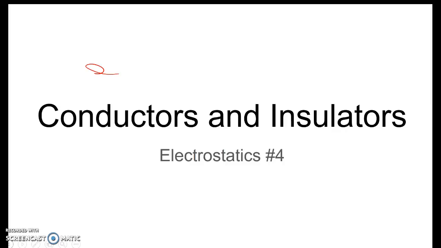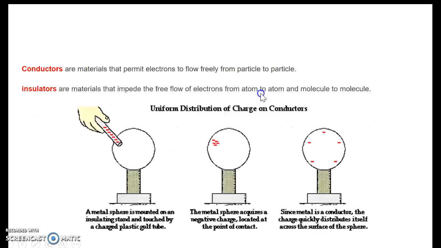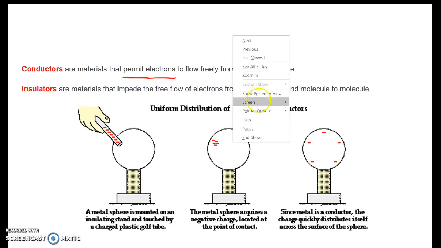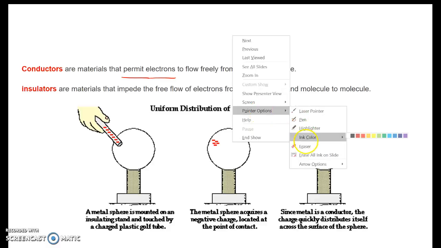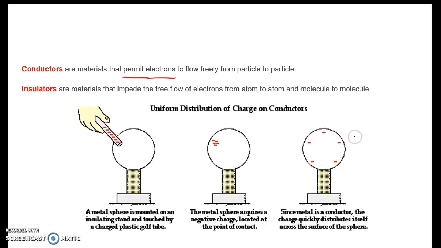Alright, our next video is about conductors and insulators, what they are and how they work. Conductors allow or permit electrons to flow. So with this, we know that electrons can flow from one object to another if there's a conductor allowed. Examples of conductors are anything that's metal. So they permit electrons to flow. Insulators impede the flow of electrons, or they don't let electrons flow.